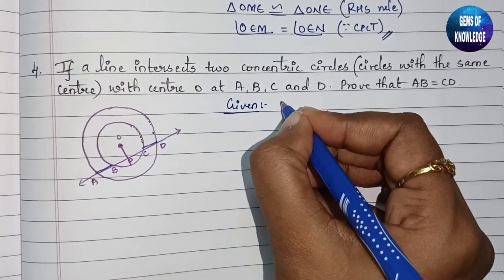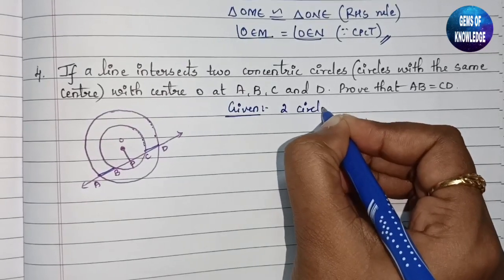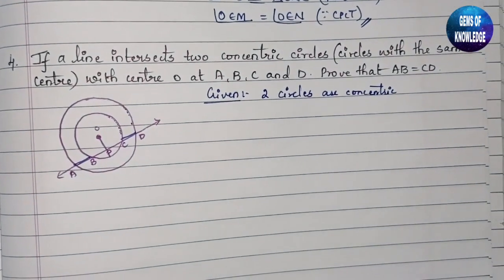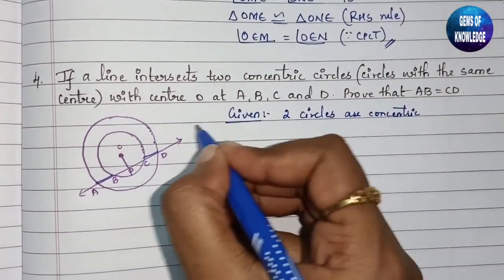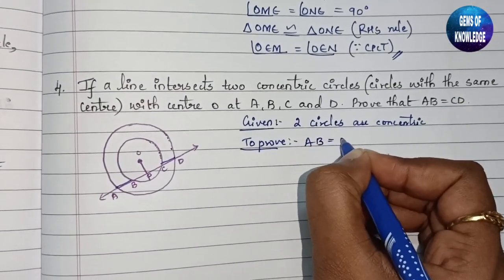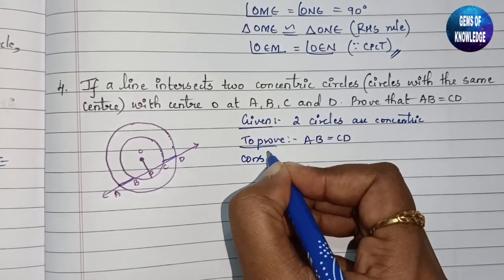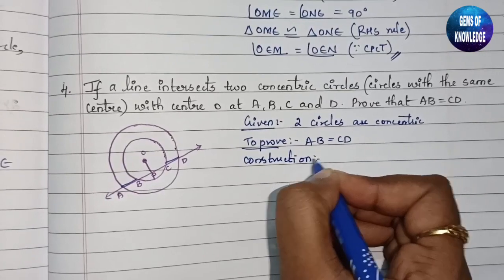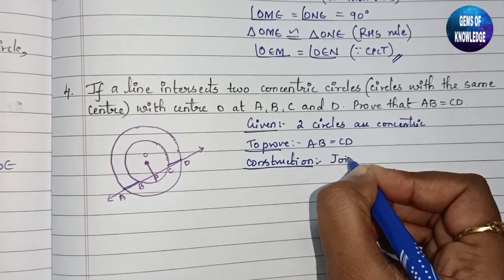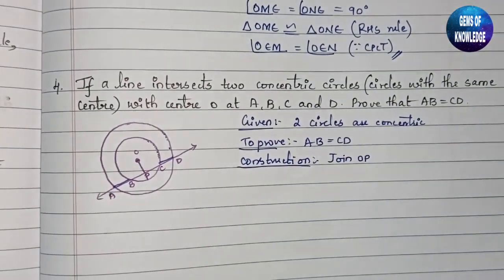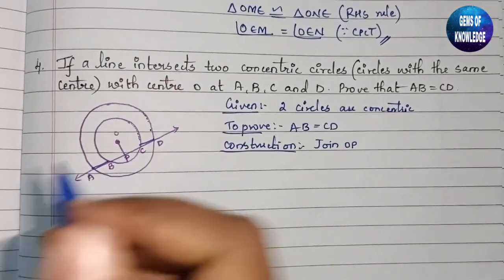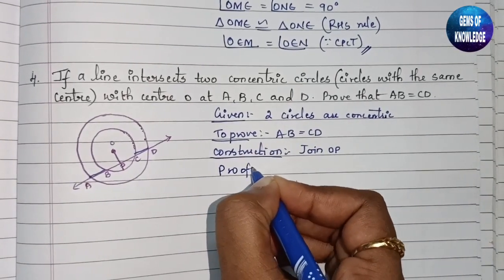they have given that the two circles are concentric. What we need to prove is AB is equal to CD. Then one construction we need to do here: join OP. This is the construction we need to do. Then we will consider this proof.